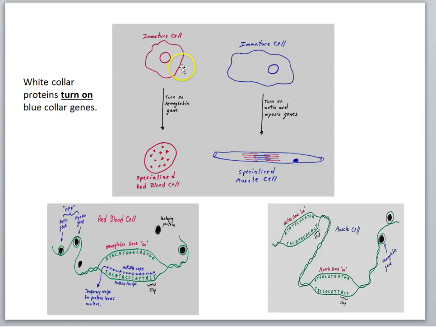So back to our cells specializing into blood cells and muscle cells, we want to understand then that it's the white collar proteins that are turning on the blue collar genes. So when we ask the question, well, what turned on the hemoglobin gene? It was a white collar protein. So why is the hemoglobin gene turned on here? Because white collar proteins helped turn it on. Why are the actin and myosin genes turned on over here? White collar proteins helped to turn on those genes. And we'll see there are other white collar proteins that are turning off genes. The hemoglobin gene is turned off in the muscle cell. The actin and myosin genes are turned off in the blood cells.